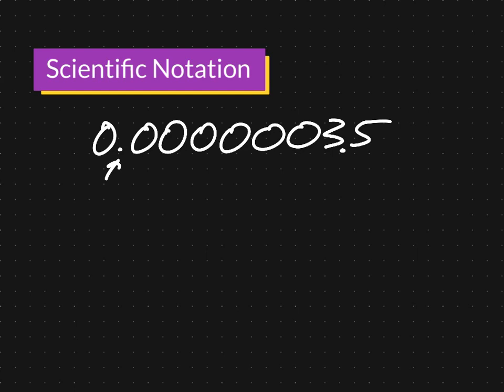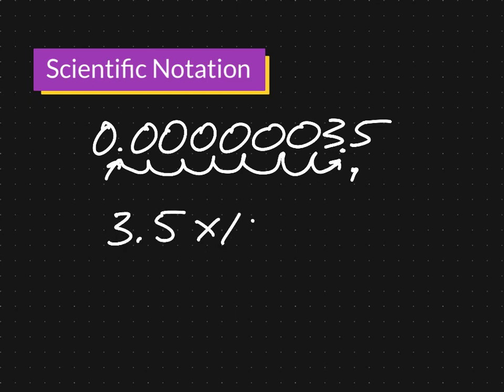Now we're going to count the number of places between the decimals, 1, 2, 3, 4, 5, 6, 7. There are 7 spots. So in scientific notation, it's going to be 3.5 times 10, because it's always 10 to an exponent, and the power is 7 because we moved 7 spots. But notice that this time we moved from left to right, so it's times 10 to the power of negative 7.